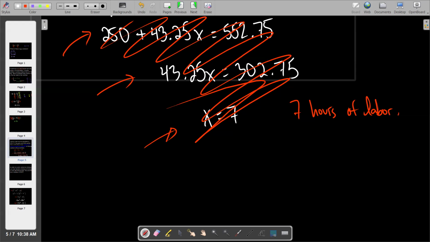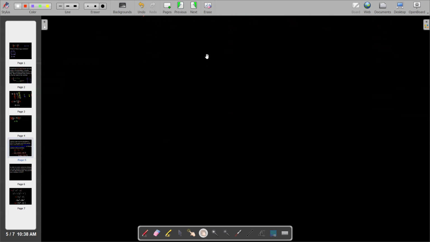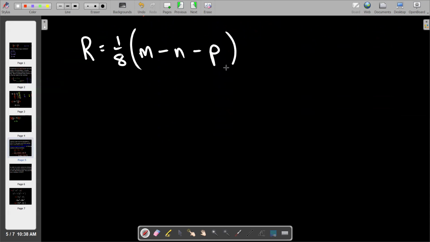The next one is not already written. I have it right here. And it is one of these, your favorite. R equals 1/8 times the quantity of M minus N minus P. And we are going to solve for M.